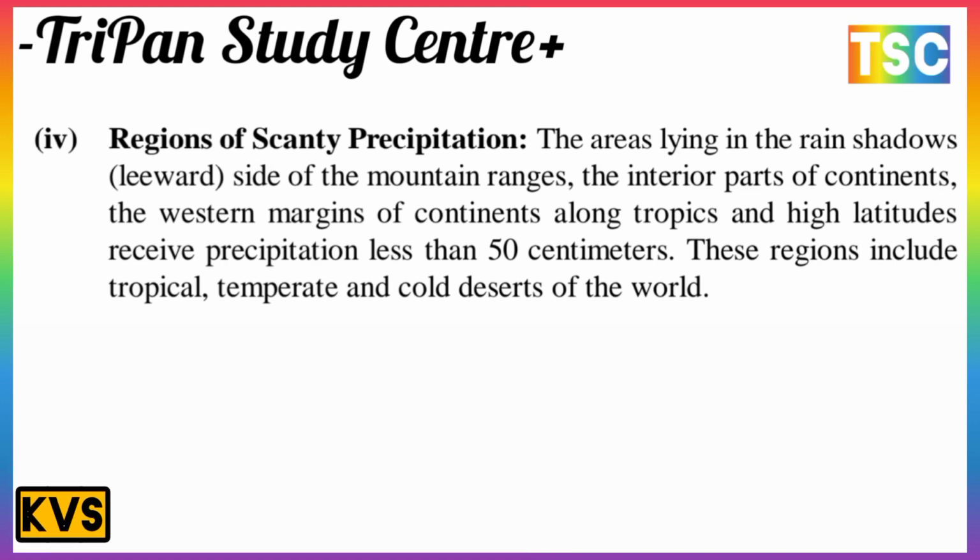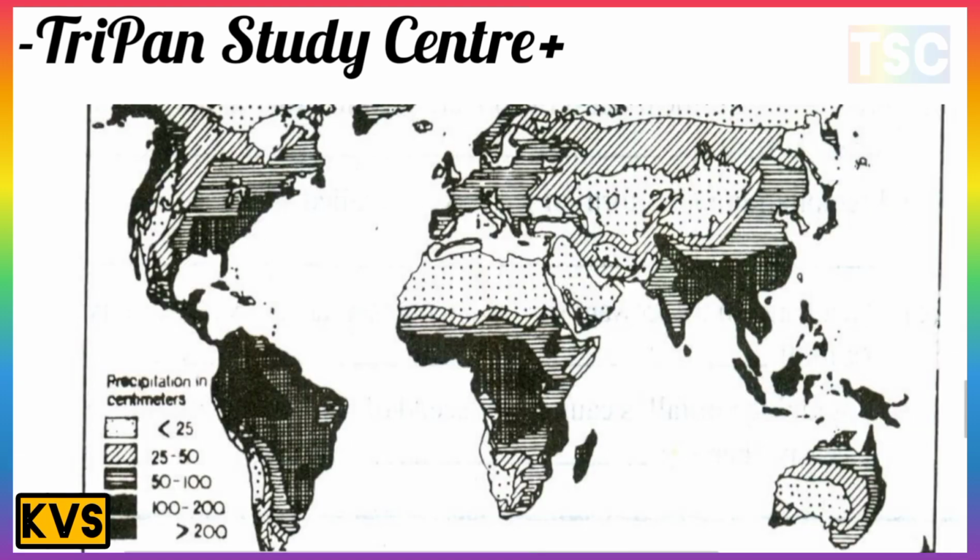Regions of scanty precipitation. The areas lying in the rain shadow, the leeward side of mountain ranges, the interior parts of the continents, the western margins of the continents along the tropics and high altitudes receive precipitation of less than 50 centimeters. And these regions include the tropical, temperate and cold deserts of the world. There is important here.